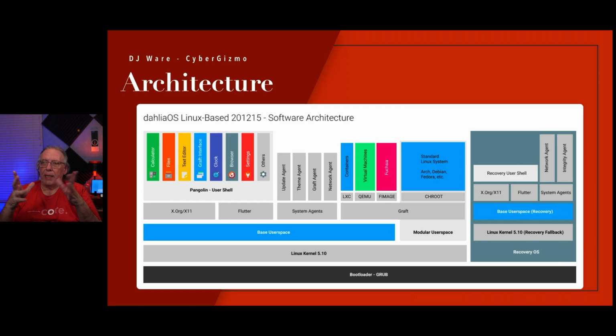And so you have the Xorg X11 environment on the left below Pangolin. Also, you have the Flutter environment below Pangolin as well. Then you have your base user space. Now, they say Linux kernel 5.10. Actually, in this case, now it's Linux kernel 5.17. And then you have your bootloader under it. And then you have some system agents.